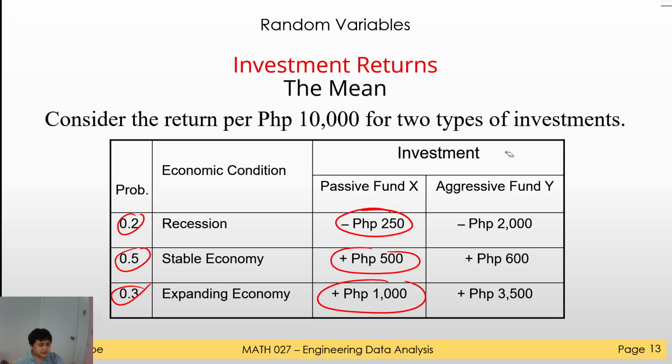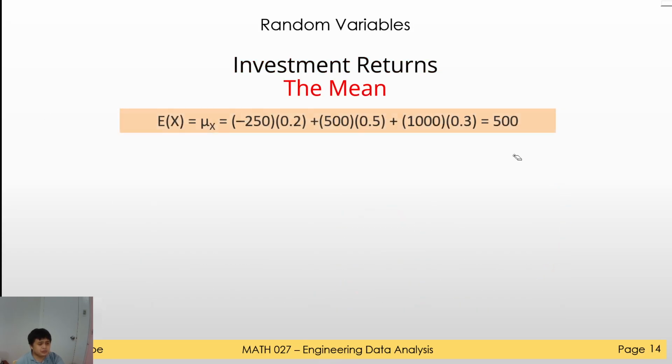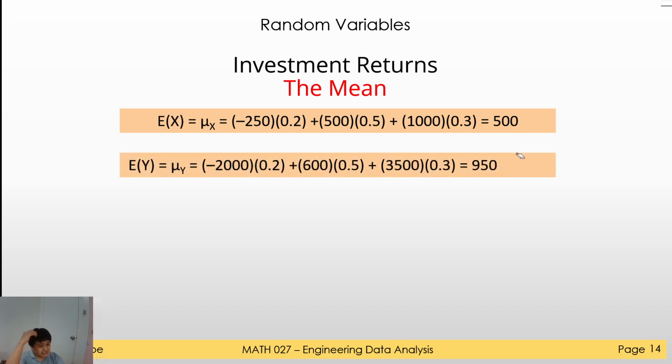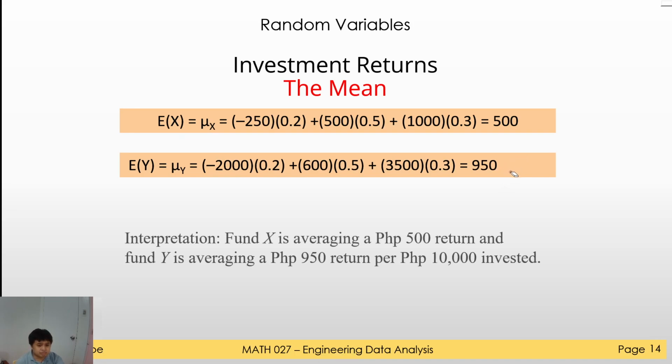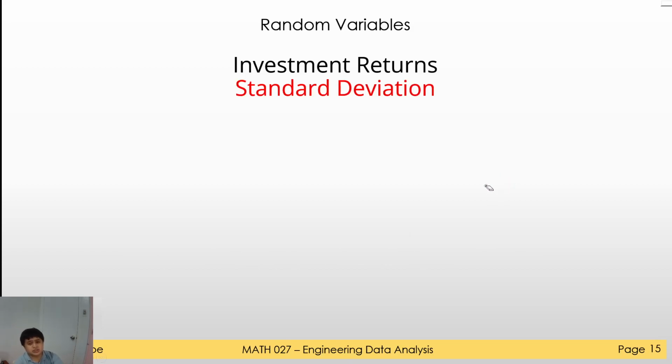and then do that as well for the second fund, which is the aggressive fund y. So as you can see, we have a higher expected value for the second scenario, no? So we might opt to choose the second option since on average it will give us a better return. Okay, so it will give you 950 pesos return compared to 500, which is the passive fund. So it seems to be much more practical to invest in the aggressive fund since we will have a better gains.